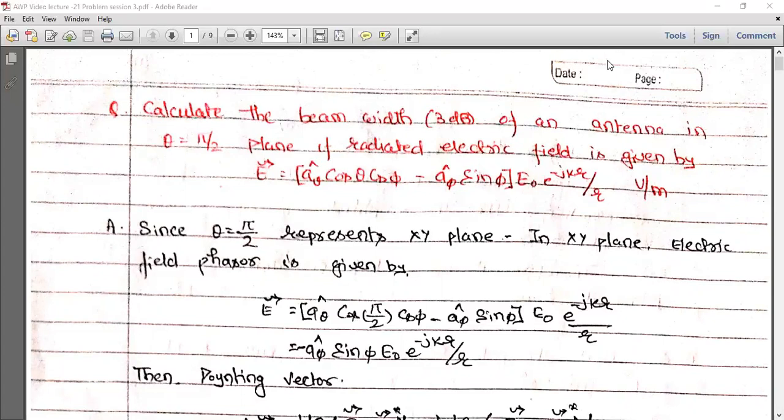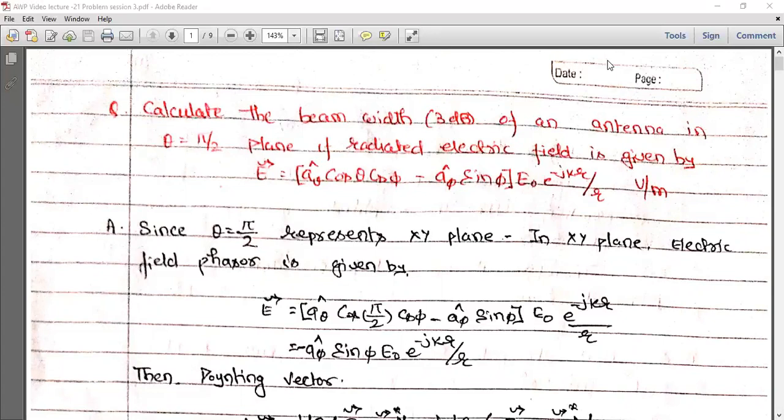Here the meaning of 3 dB means half power. We know very well that 3 dB is equivalent to half power radiation. So 3 dB beam width means 3 dB less as compared to the maximum value. So this is our objective to find.